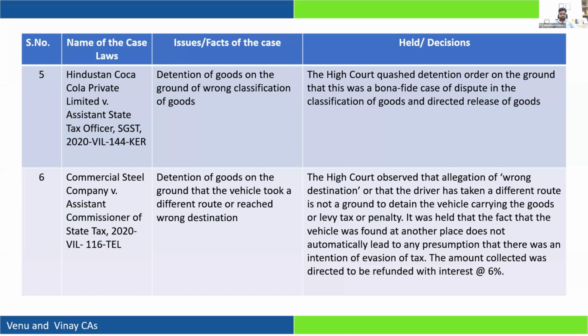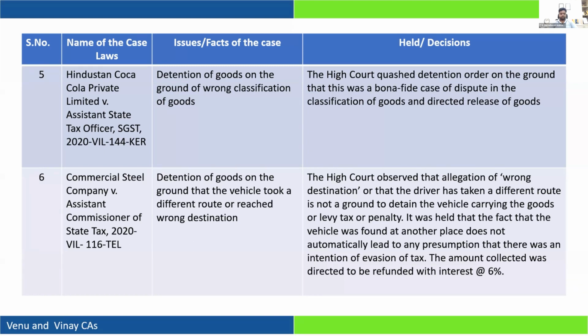So as I said, the valuation and classification they cannot do. In the case of Hindustan Coca-Cola Private Limited, they have detained saying that you have wrongly classified. It is not their jurisdiction. In fact, if they have a doubt, they should direct it to the officer under section 65 or 61, saying, why don't you look at this case, scrutinize the returns and send a notice. They cannot detain the vehicle. They said it has to be refunded back.